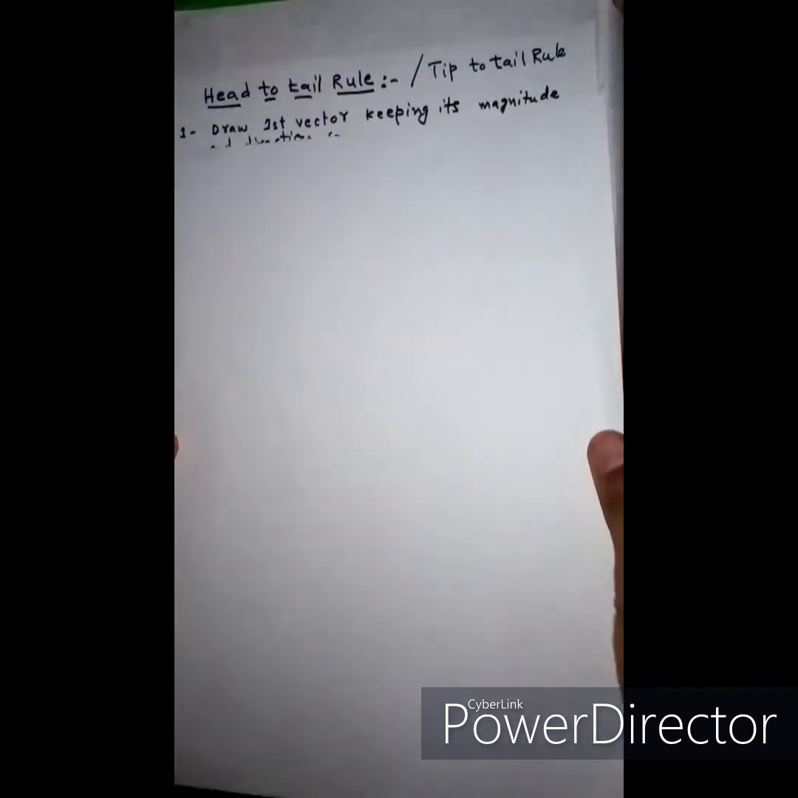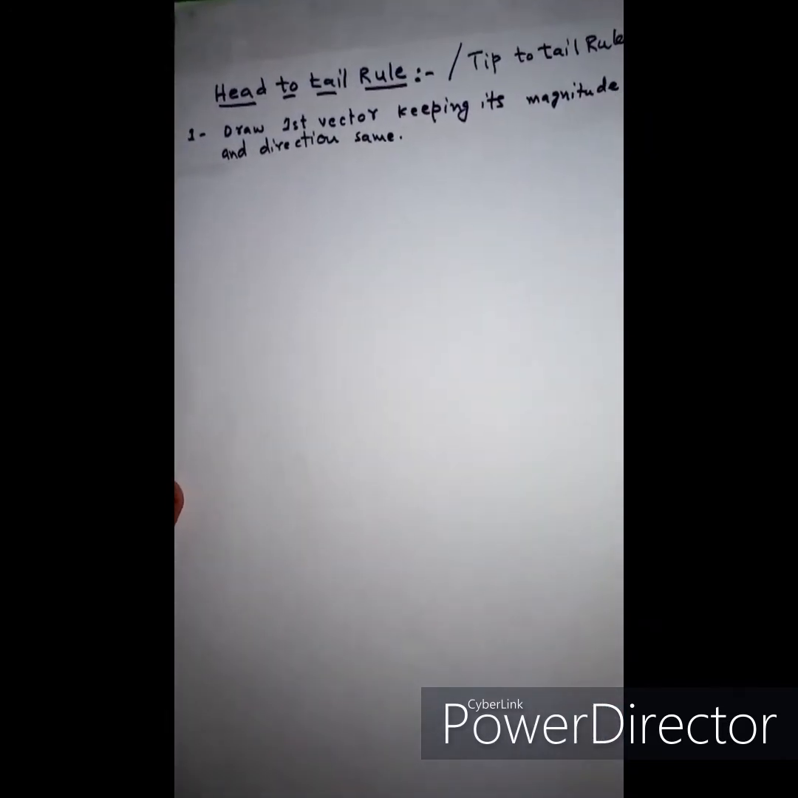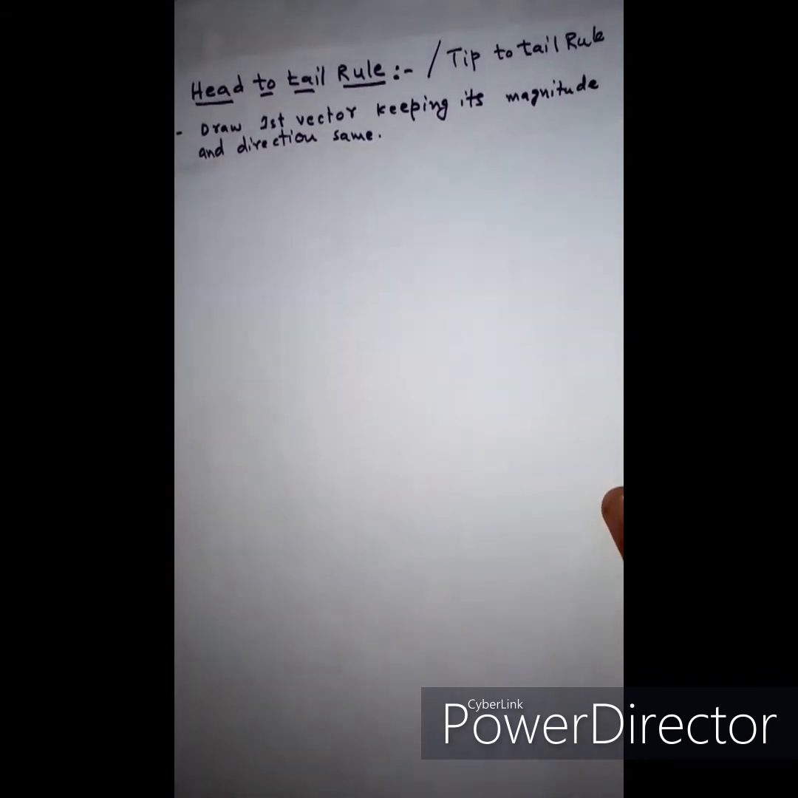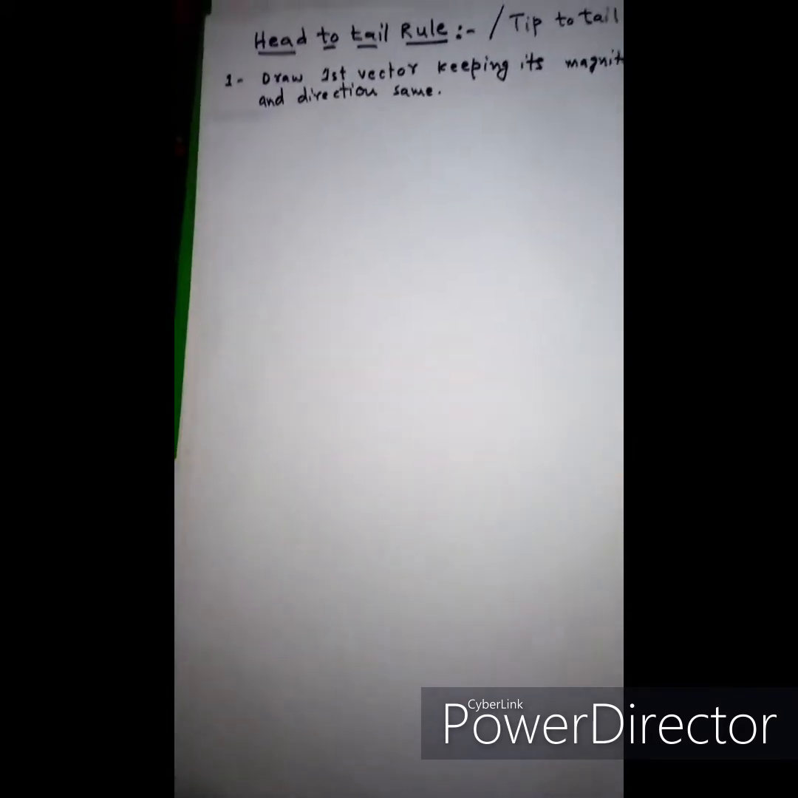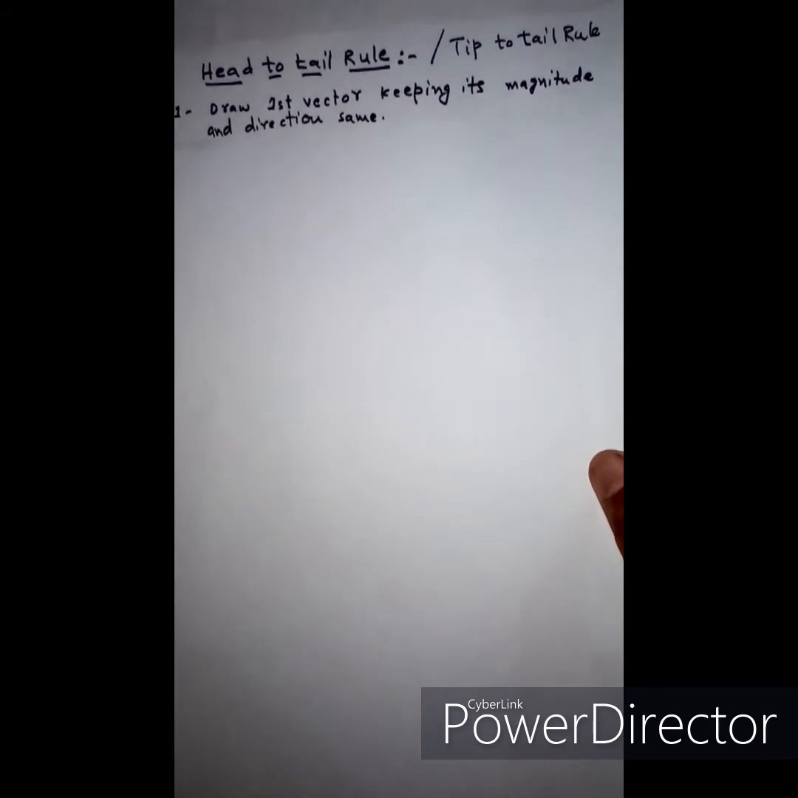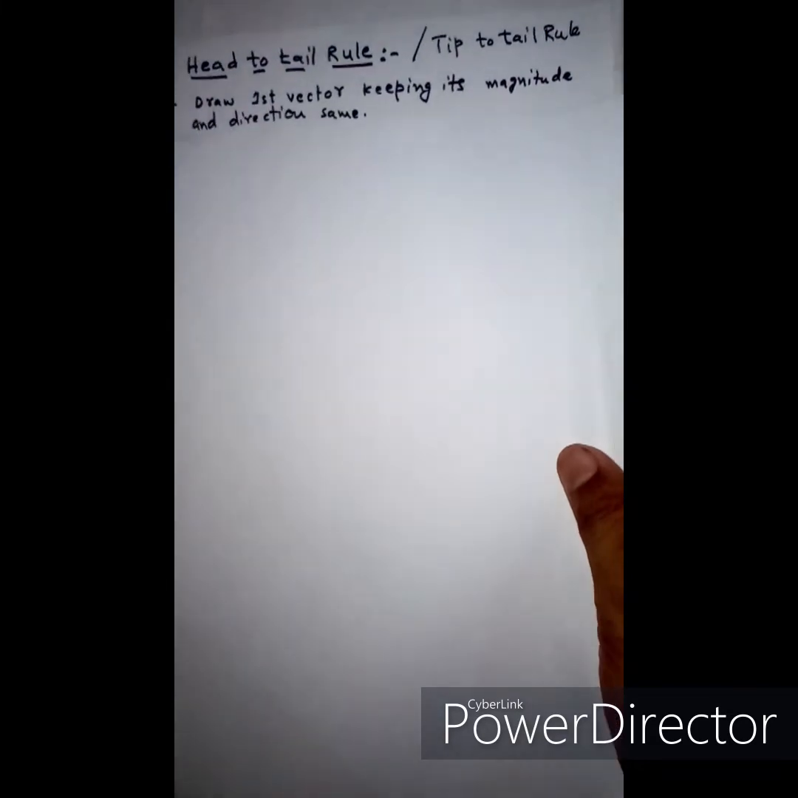We need a method to add vectors, because vectors have direction as well as magnitude, so they are not so simple to add directly. Just like if we purchase 5 kilograms of sugar, and then further purchase 6 kilograms of sugar, it becomes 11 kilograms. That is a scalar. But in the case of vectors, we have to add using the head to tail rule, because we have direction in it.